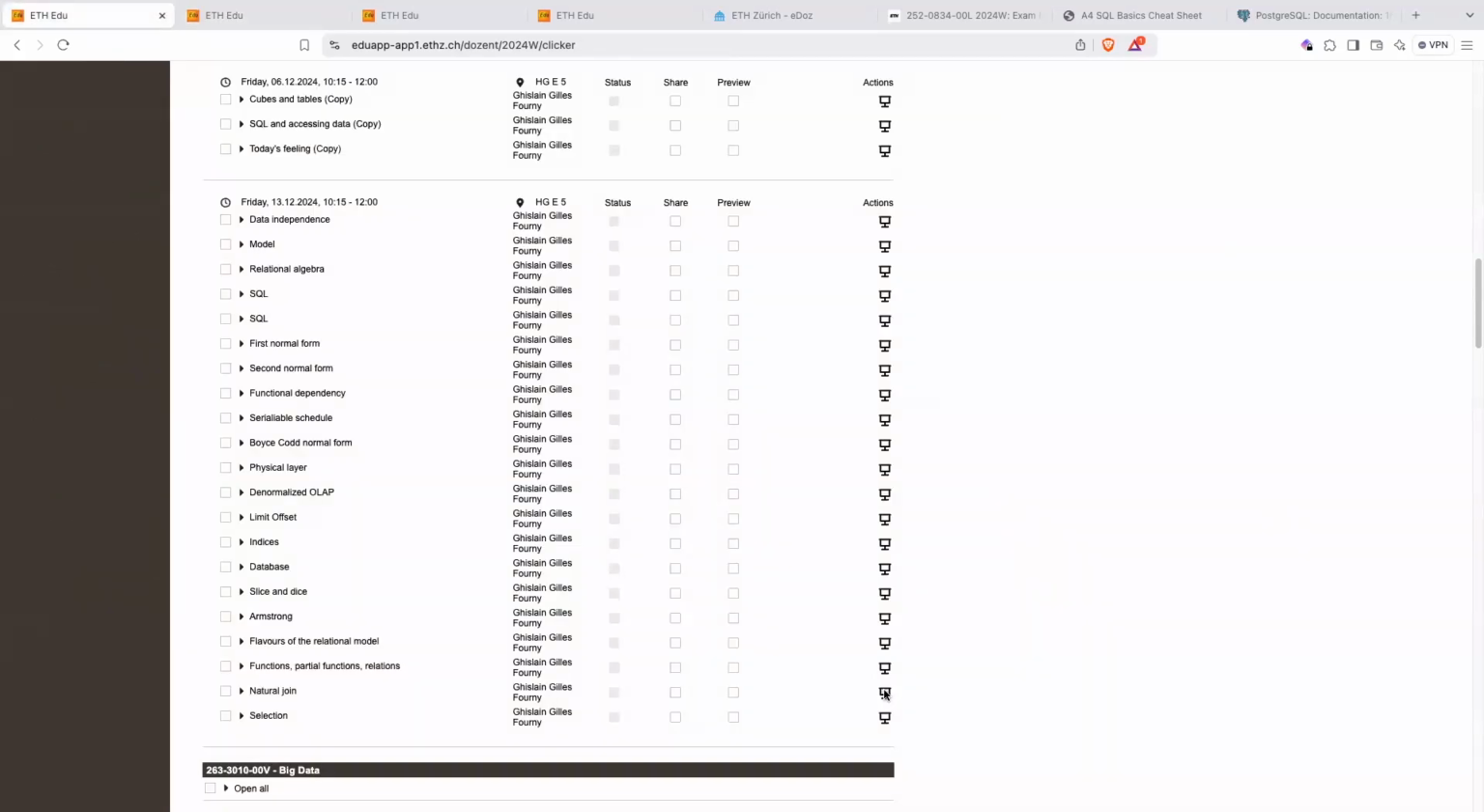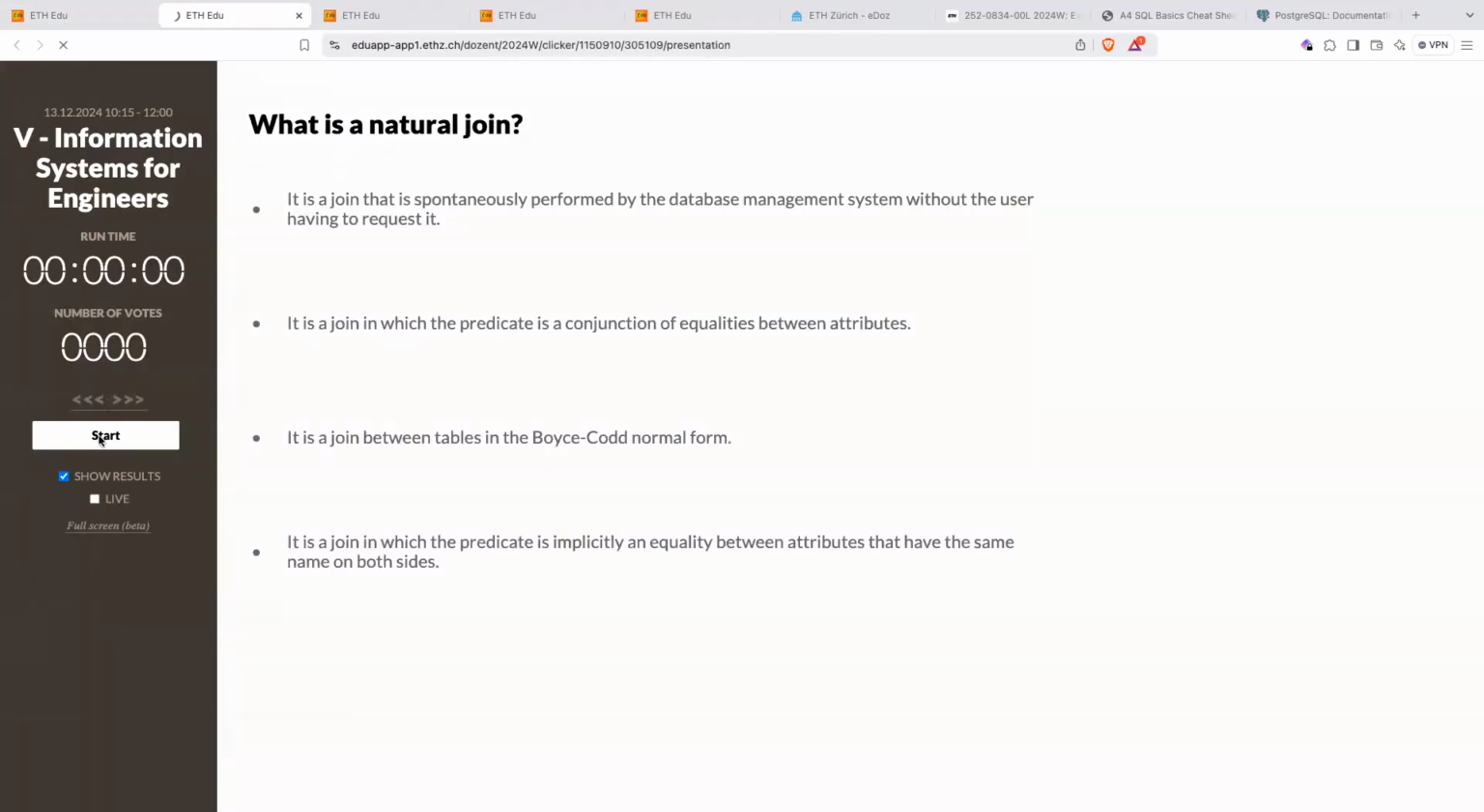Here's another one then. What is a natural join? Is it a join that is spontaneously performed by the database management system without the user having to request it? Beauty of data independence. Is it a join in which the predicate is a conjunction of equalities between attributes? Or is it a join between tables in the Boyce-Codd normal form? Or is it a join in which the predicate is implicitly an equality between attributes that have the same name on both sides?